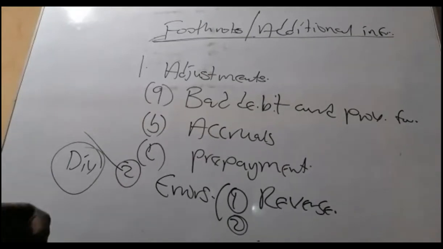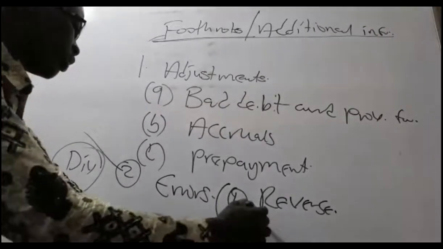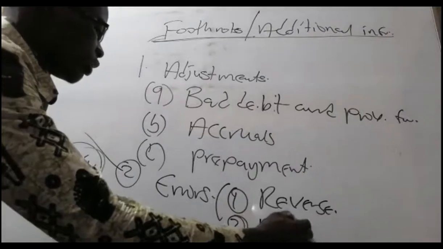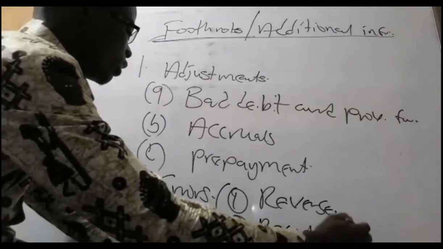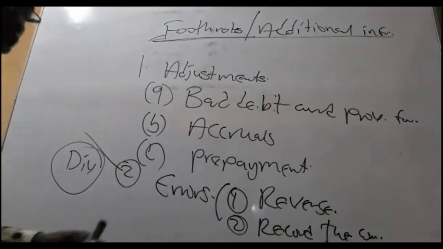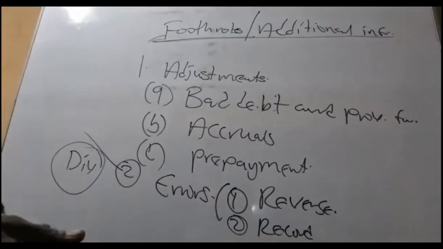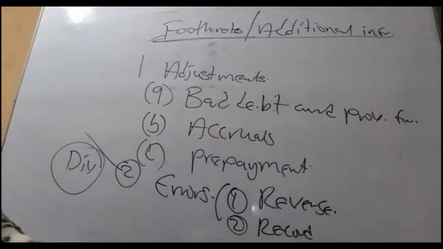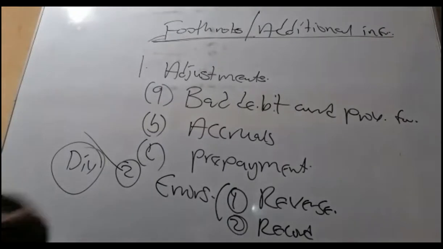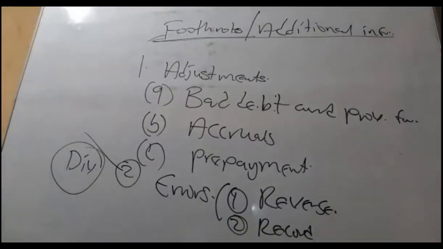So that's the right one. Do the right thing, or record the correct entry, the right entry. So reverse and record. Reverse and record. That is the error. So for errors, I can say that I'm done with errors. So that one, that's a win.